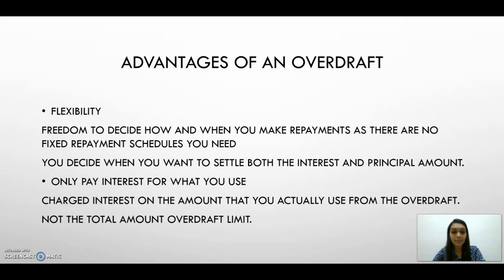Next is only pay interest for what you use. You will only be charged interest on the amount that you actually use from the overdraft and not the total overdraft limit that you are granted by the bank.